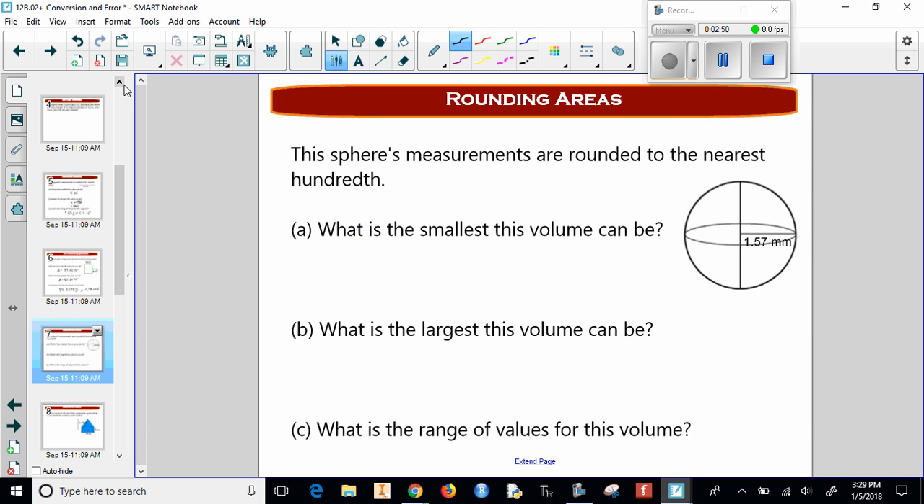Now let's do volume. Say I rounded this to the nearest hundredth. What's the smallest this could be? The smallest would be if I did 1.565. And now if I want to find the volume, we have to think about a sphere. Volume is 4 pi r cubed over 3. So if I plug this in, 4 times 1.565 cubed, divided by 3.